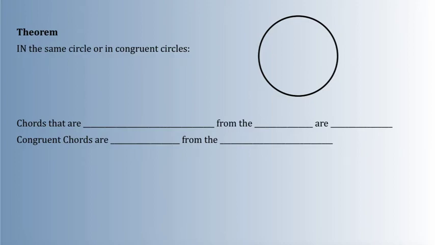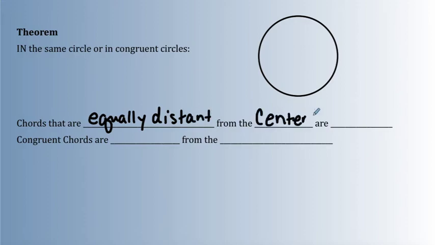All right, and the last theorem we're going to talk about is that in the same circle or in congruent circles, chords that are equally distant, which means equidistant, from the center are congruent. Equally distant from the center are congruent. Congruent chords then are equally distant from the center.